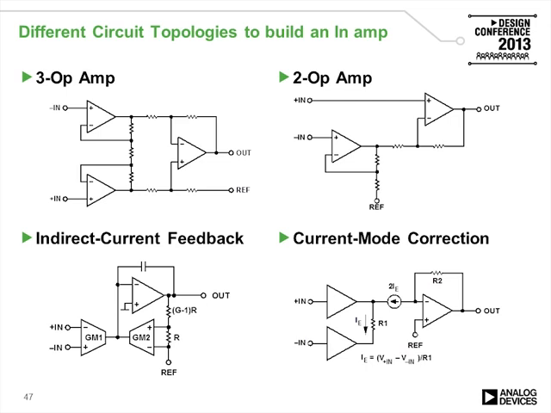While the 3 op-amp topology is the most popular instrumentation amplifier topology, there are different topologies used to build instrumentation amplifiers. There's the 2 op-amp, which has the advantage of having low cost, indirect current feedback, which is also low cost and low power, as well as current mode correction.